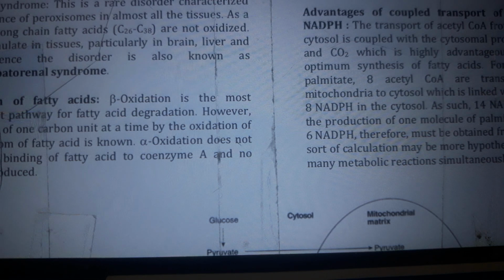Zellweger syndrome. This is a rare disorder characterized by the absence of peroxisomes in almost all tissues. As a result, the long-chain fatty acids C26 to C38 are not oxidized. They accumulate in tissues, particularly in brain, liver, and kidney. Hence, the disorder is also known as cerebrohepatorenal syndrome.